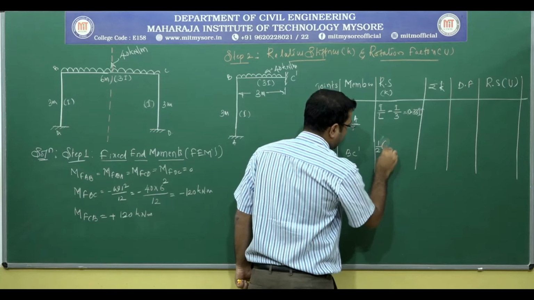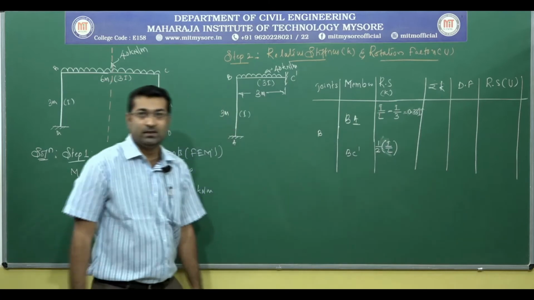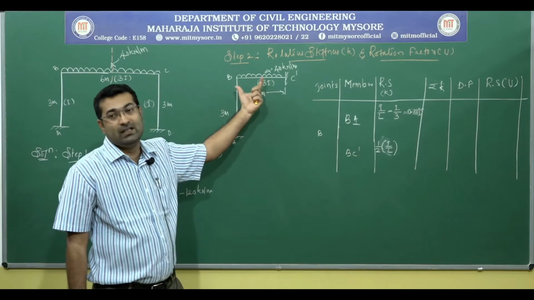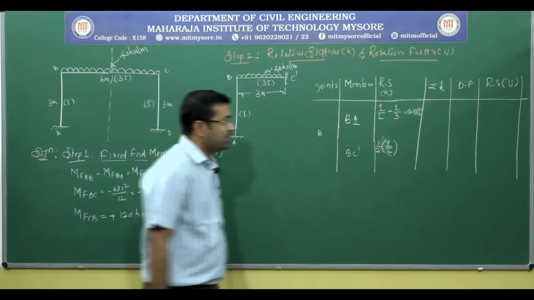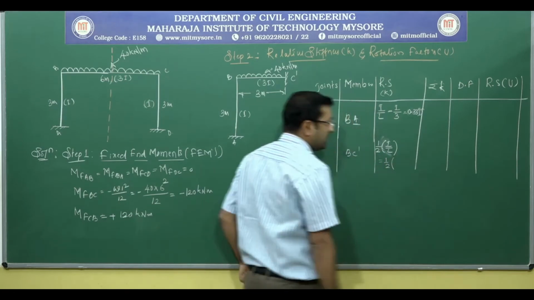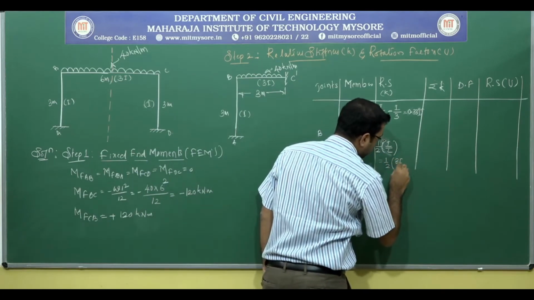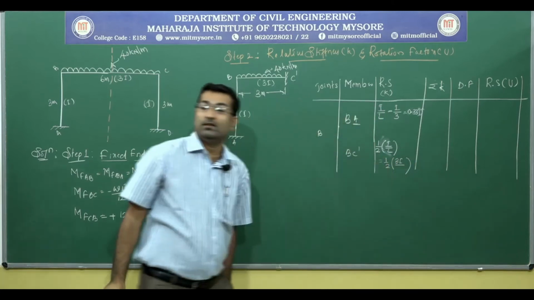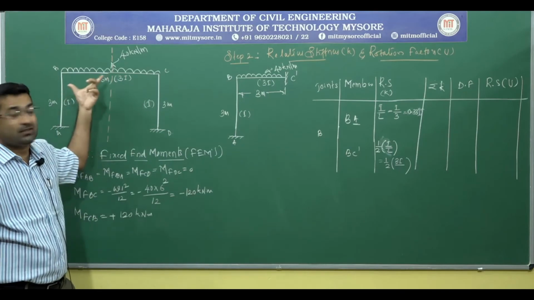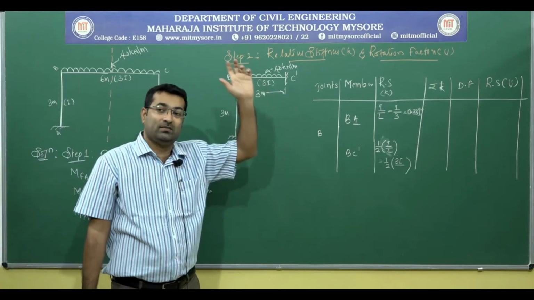So half of I by L. Why am I taking half? Because for the calculation purpose we are considering only the half member. Here, the I value is 3I. How much is the length? Should I consider this length or this length, that is the complete length? Should I consider it as 6 meter or 3 meter?